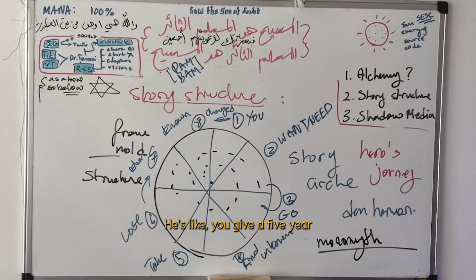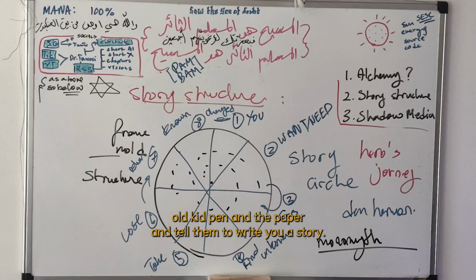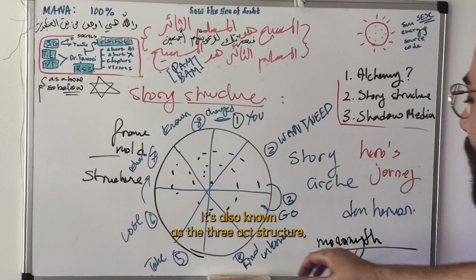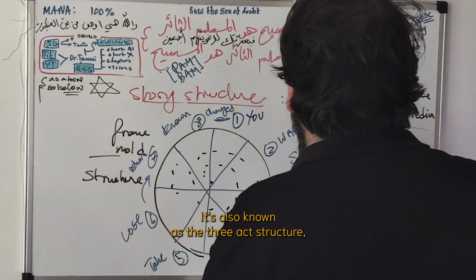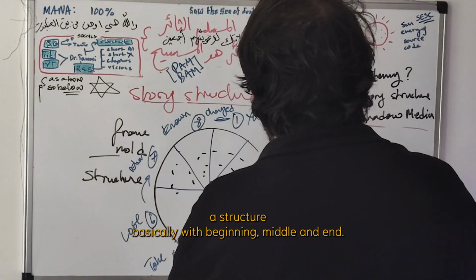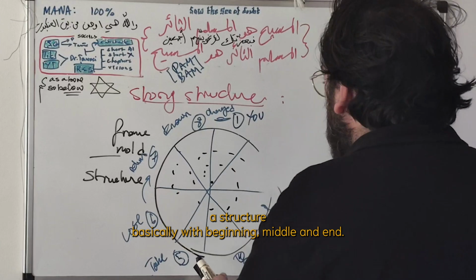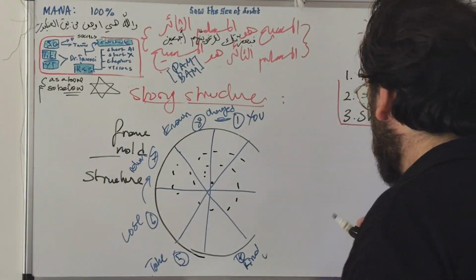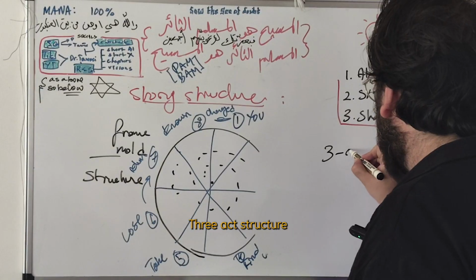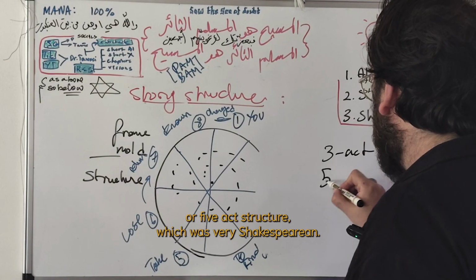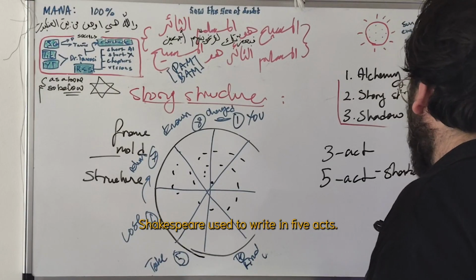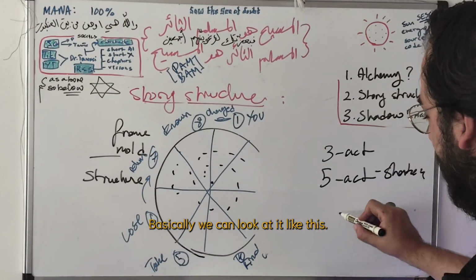He's like, you give a 5-year-old kid a pen and the paper and tell them to write you a story, they will follow the structure somehow, okay? It's also known as the 3-act structure, a structure basically with beginning, middle, and end. Three-act structure or five-act structure, which was very Shakespearean. Shakespeare used to write in 5 acts. But basically, we can look at it like this.